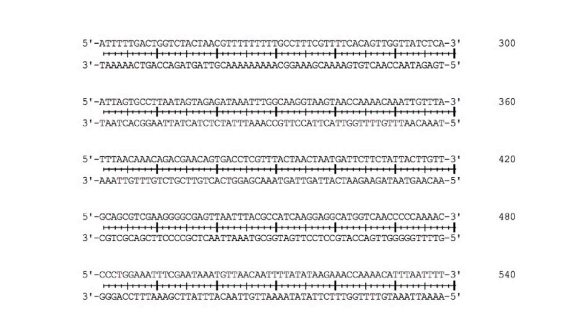Again, what I recommend you do is label the ends. So we know that the last nucleotides here are 300, 360 on the second row, 420 on the third row, 480 on the fourth row, and 540 on the fifth row. So what's the position here?